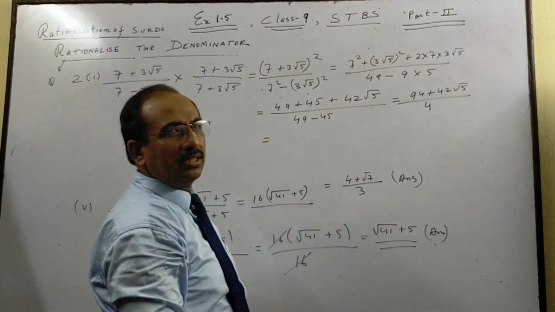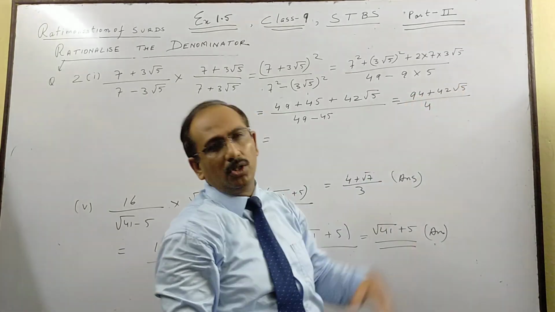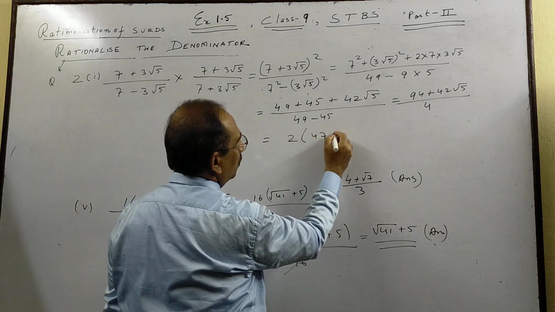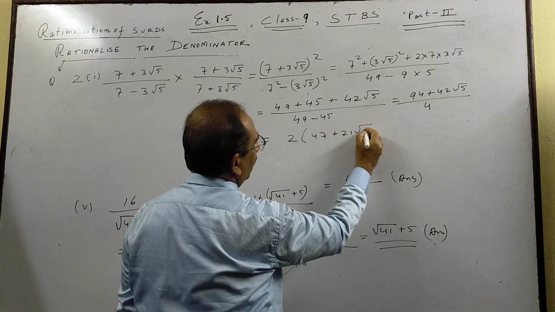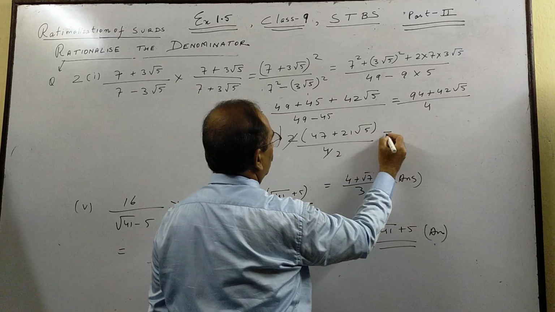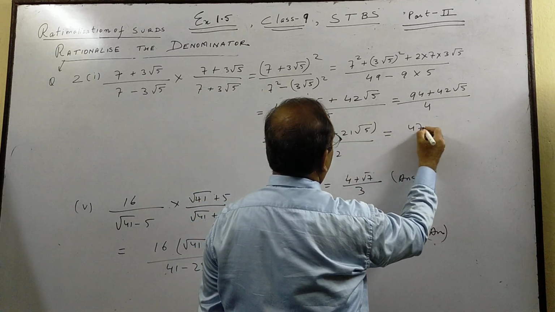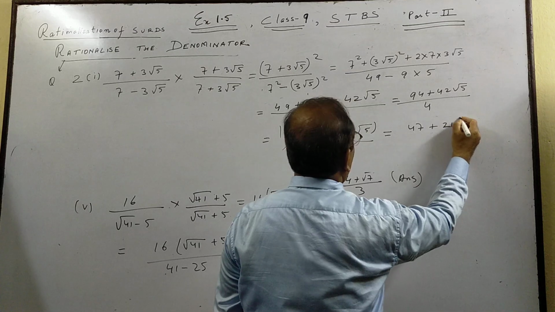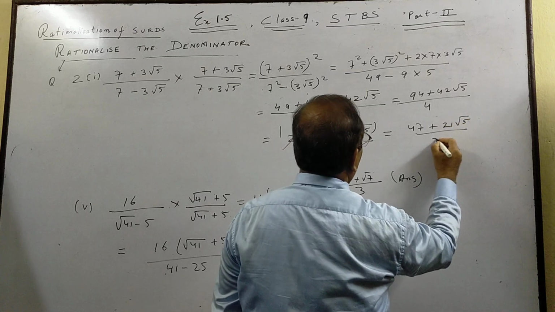But here we see there is a common factor 2. If you see the numerator, we can take out 2 common. So we get this, cancel, 2 ones are 2, 2 2s. So your answer is 47 plus 21 root 5 by 2.